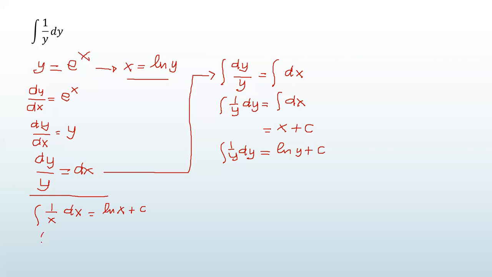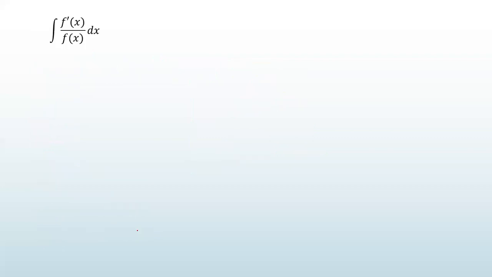Okay, or integral 1 over z dz. The solution is ln z plus c. Okay, that's simple. Next, this is the integral of the first derivative of f(x) over f(x). Also, I will use substitution: if u equal f(x).